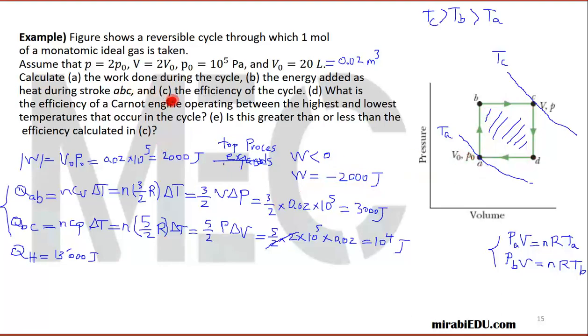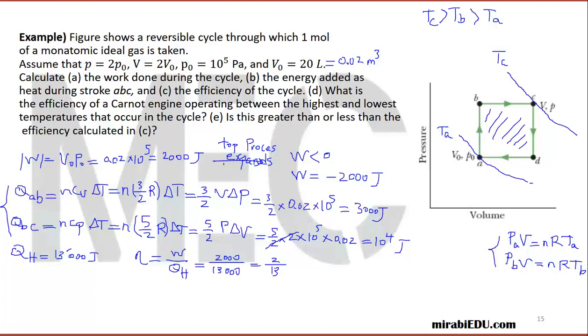Part C of the question says the efficiency of the cycle. The efficiency of the cycle is work over QH. What is the amount of work given here? 2000 joule. What is the heat given to the system? 13,000. So it is 2/13.